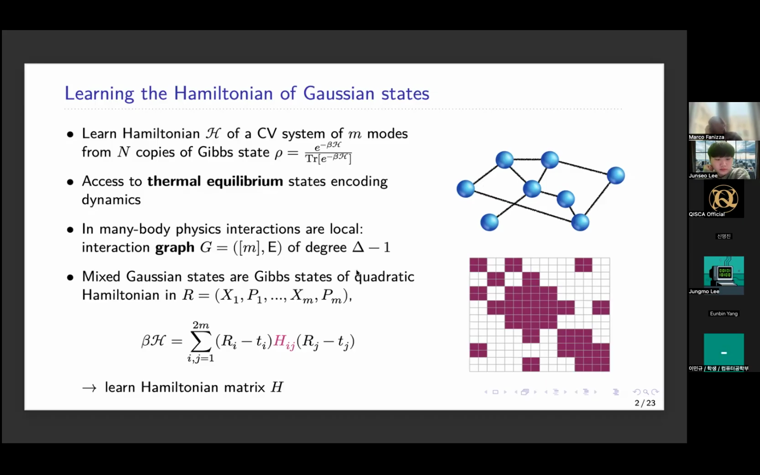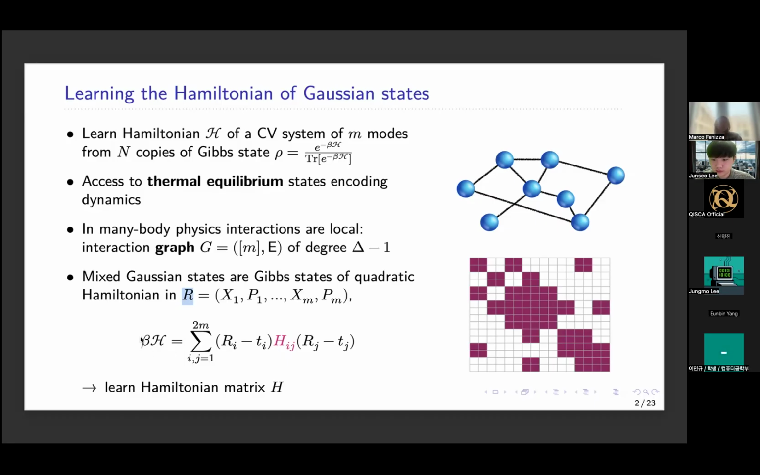In our work, we do an even further restriction. We are considering Hamiltonians of CV systems, but in particular quadratic Hamiltonians, in the sense that these are operators that are quadratic in the position and momentum operators, which can be collected by this vector of operators R. And the Gibbs states corresponding to those Hamiltonians are Gaussian states. And in fact, every non-degenerate Gaussian state is a Gibbs state of a quadratic Hamiltonian.